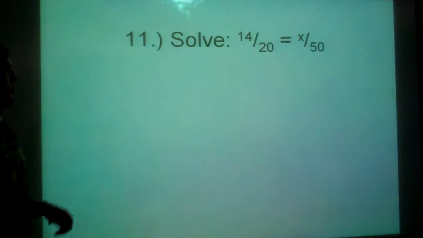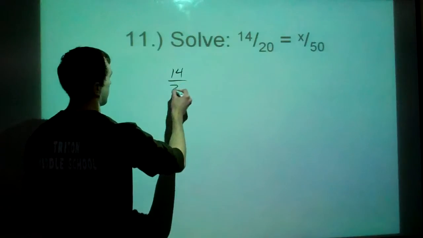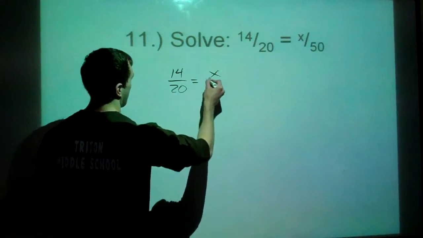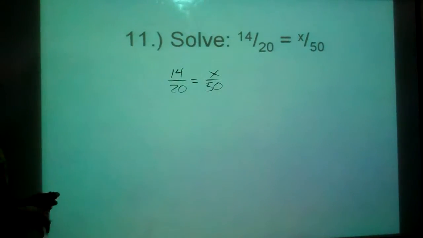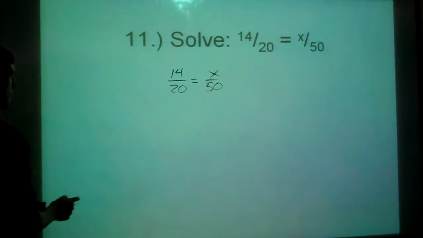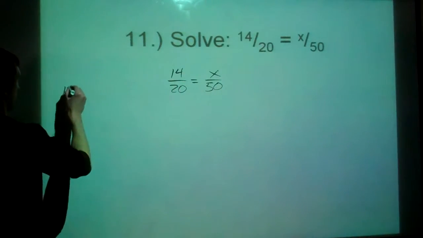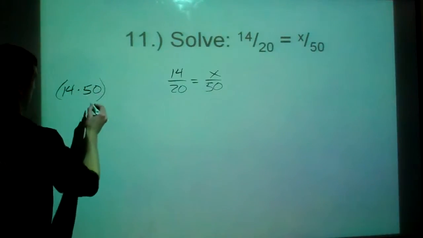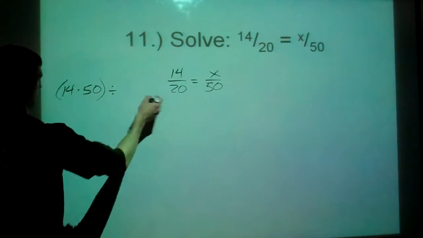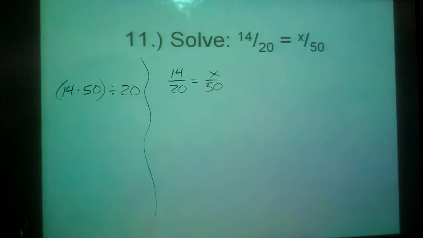Alright, first one here. We want to solve for x. We have a proportion. Lots of options here. One that a lot of students go to right away is cross multiply, divide. 14 times 50. Do that first, and then final step, divide by 20. That will get you your answer.